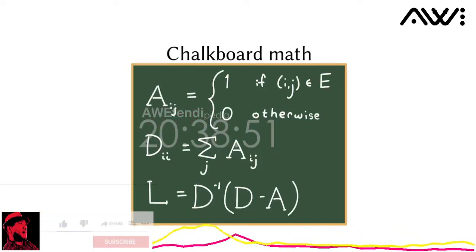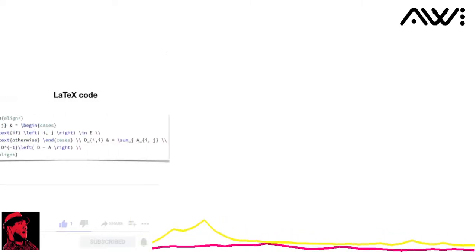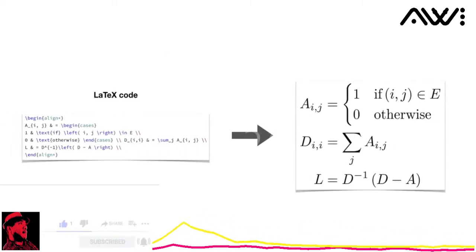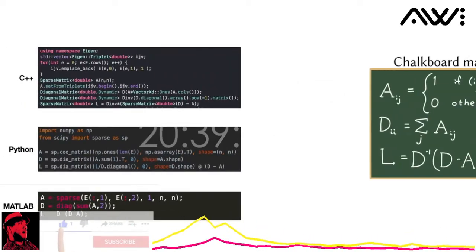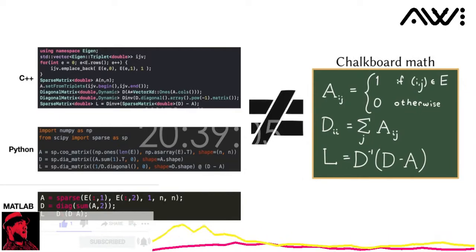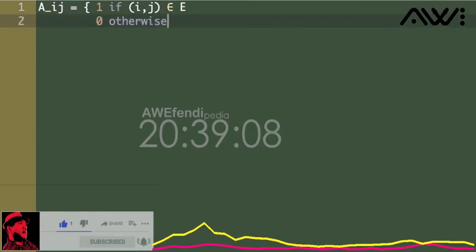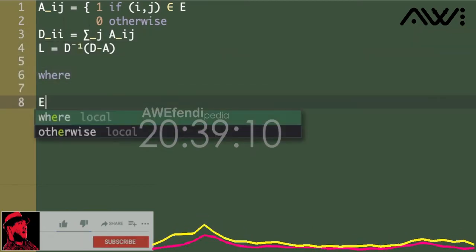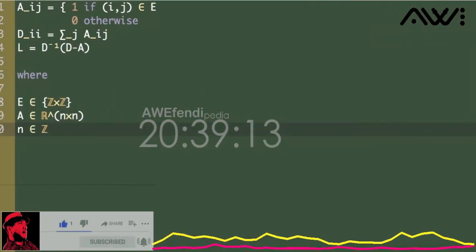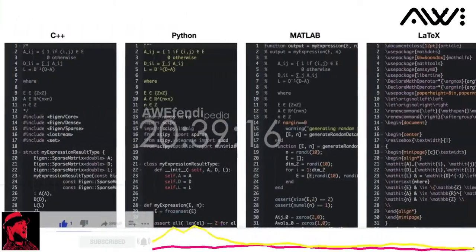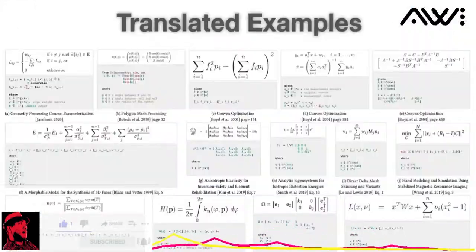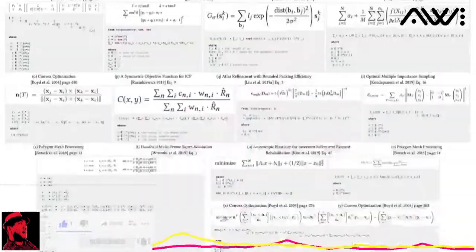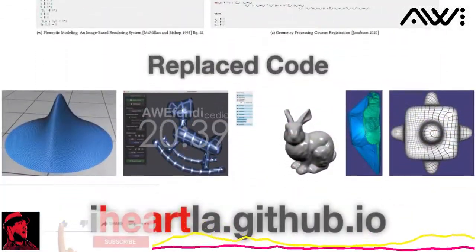Mathematicians naturally communicate linear algebra on the chalkboard. But on the computer, they must choose between writing in a semantically undefined language like LaTeX, and languages with well-defined semantics but notation that no longer resembles chalkboard math, such as C++, Python, or MATLAB. We introduce RHADA, a language designed to closely mimic conventional linear algebra, and compile the source code into LaTeX, C++, Python, and MATLAB. We designed RHADA by analyzing all equations from SIGGRAPH 2019. We demonstrate RHADA by translating examples and replacing code in open source projects.